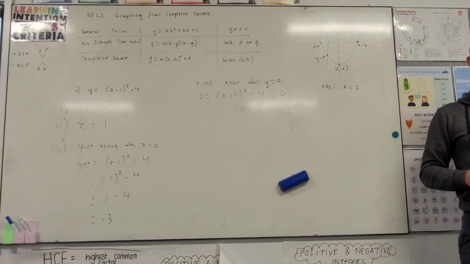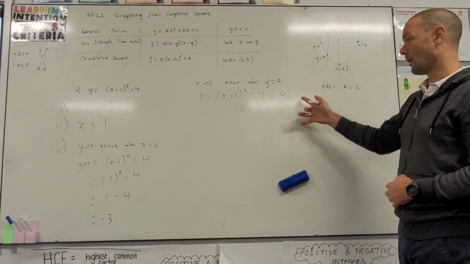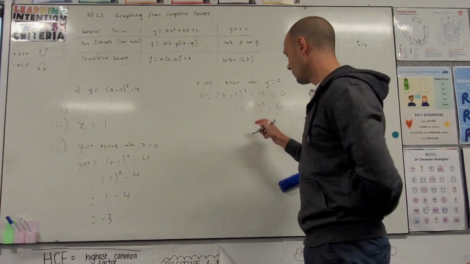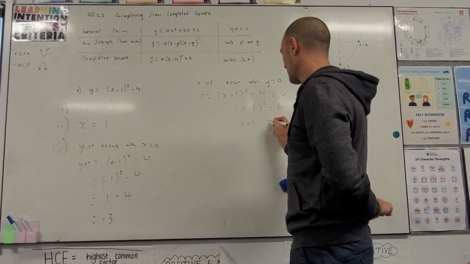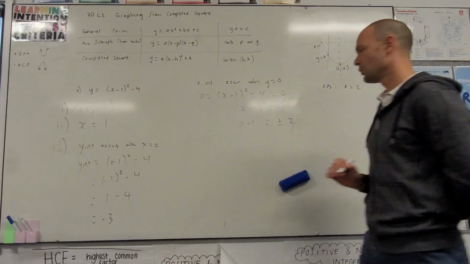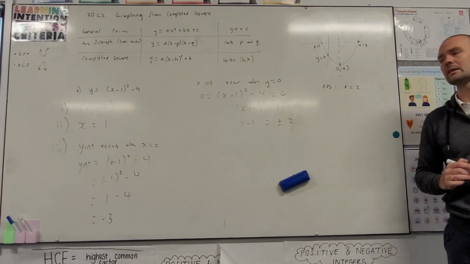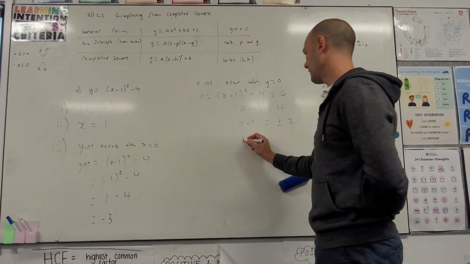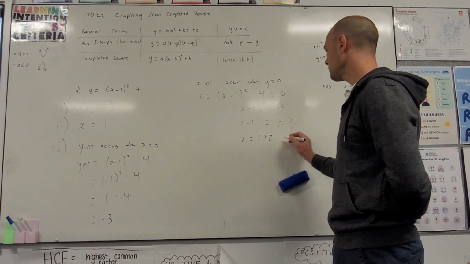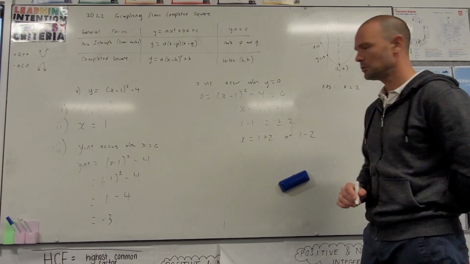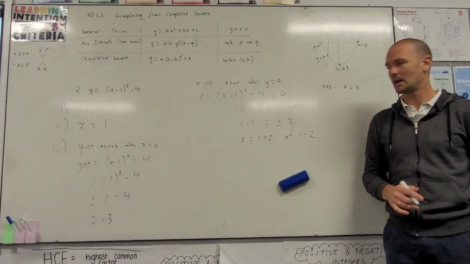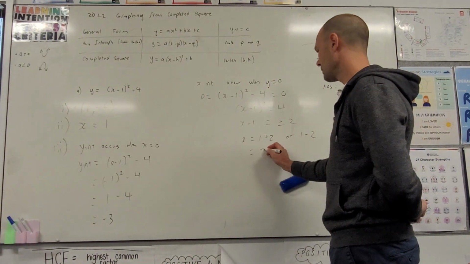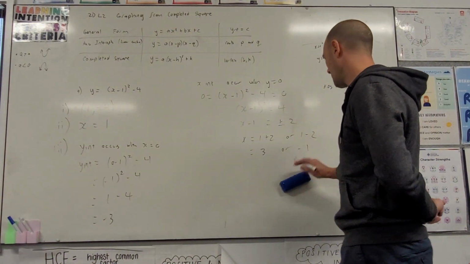Now this is a skill we did do in 2A3. We solved equations like this. So we're just recapping it now. We'll square root both sides. That's going to give us plus or minus 2 over here. The square root of 4 is plus or minus 2. And then we'll move the 1 over. X is equal to 1 plus 2 or 1 take 2. That's the plus or minus. And we'll evaluate both of those. We'll have 3 or minus 1.